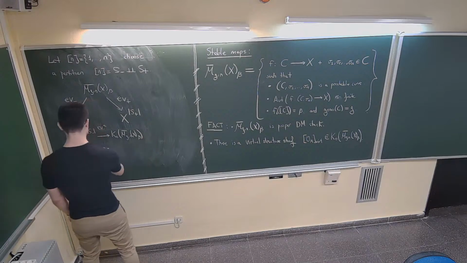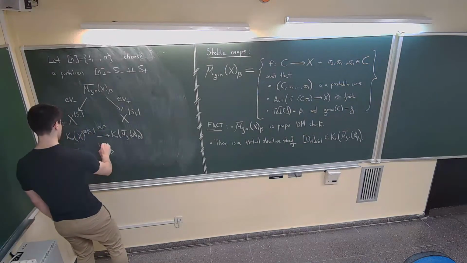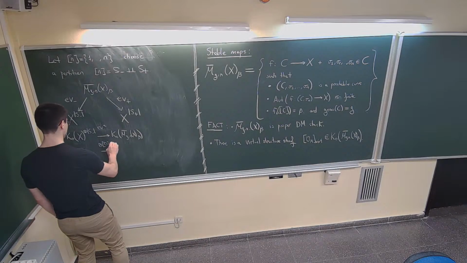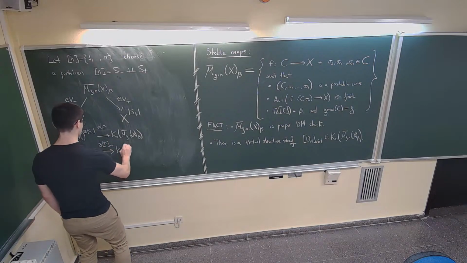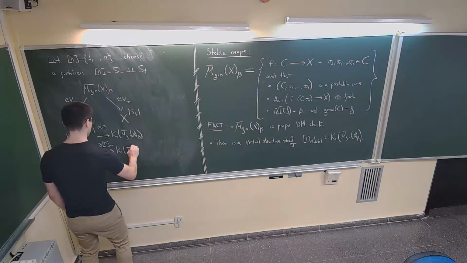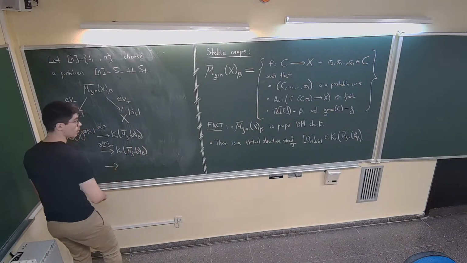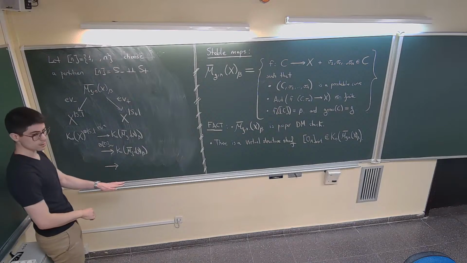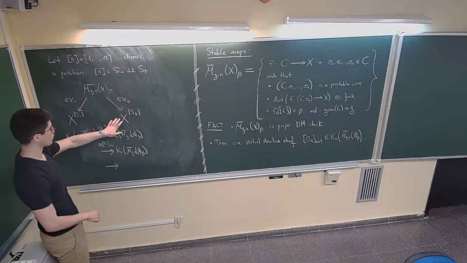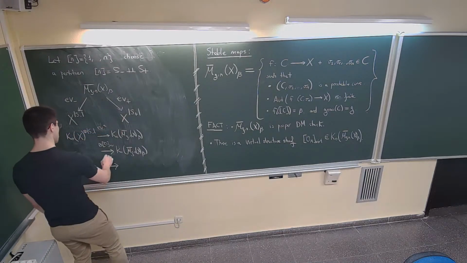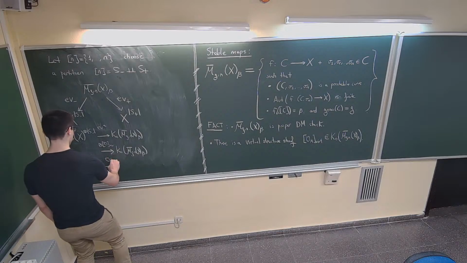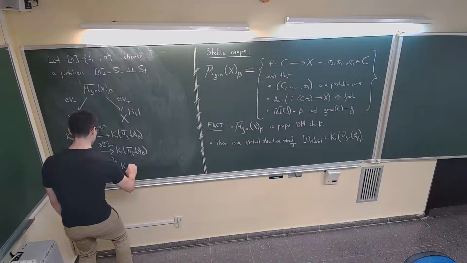I'm going to tensor by this virtual structure sheaf. And then using the properness, I know that the push forward of a coherent sheaf is coherent. So the push forward of the K-theory class is going to be well defined. And I'm going to push forward using the plus evaluation markings to get something in K0 of X.